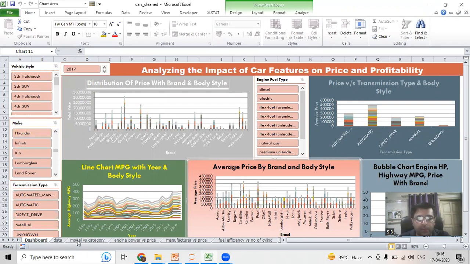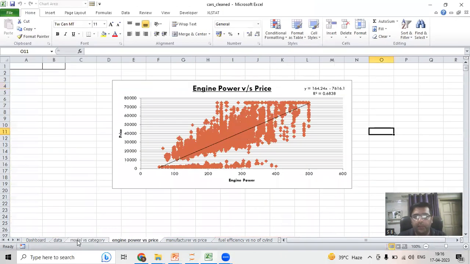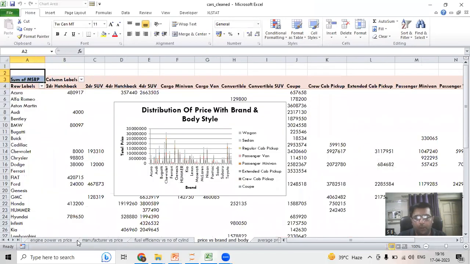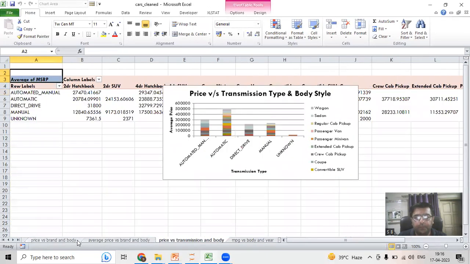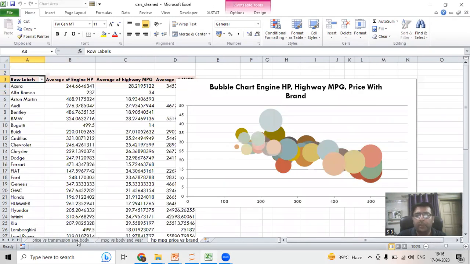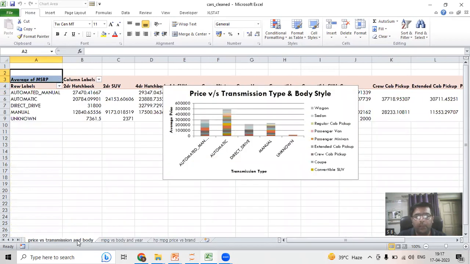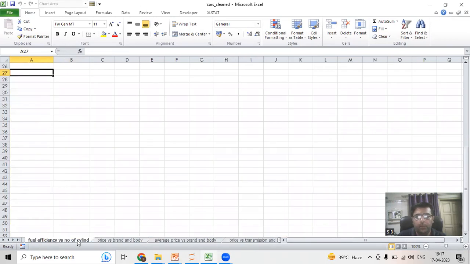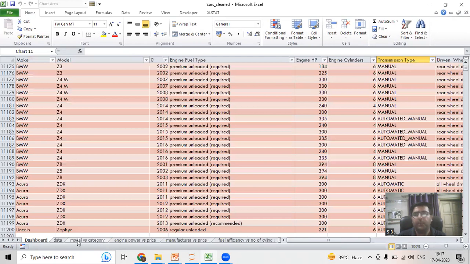Here are the pivot charts, like model category. These are the plots which were there in the presentation also. So these are the charts which were created by me with the help of pivot charts, answering the questions asked in my dashboard task. So coming on to our dashboard, here is our dashboard.